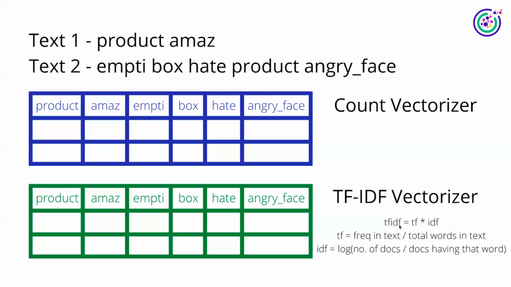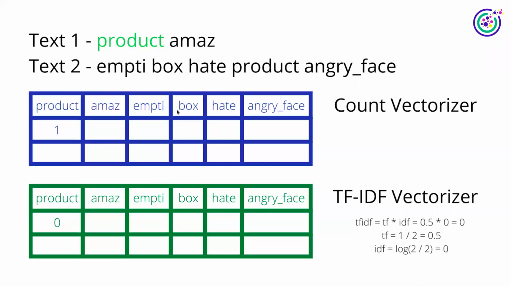Now here I have the formula. So we'll be going over each column and start filling it. Let's go over each word that we have. First word is product, right? And in text one, product only occurs one time. So our entry will become one here. For count vectorizer, our entry becomes one because it only occurs one time in text one. If it occurred two times, it would be two.